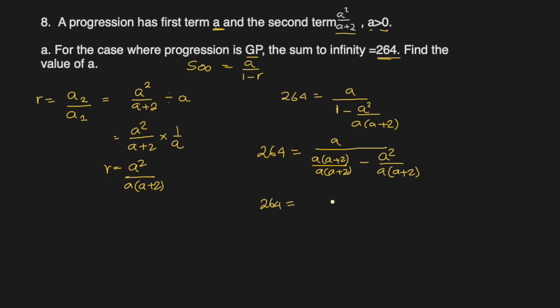264 equal to... whenever things become complicated, you tend to lose control, especially in an exam scenario. I don't know whether I'm doing it right or not, but if you're using the right rules, it will always be okay. So a times a is a squared, 2 times a is 2a, and then we have minus a squared from this one. Because they have the same denominator, I can combine them.